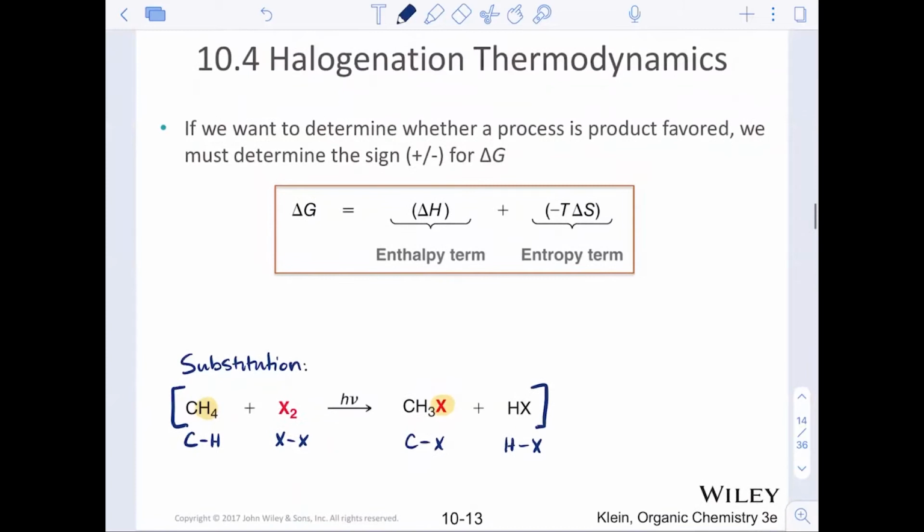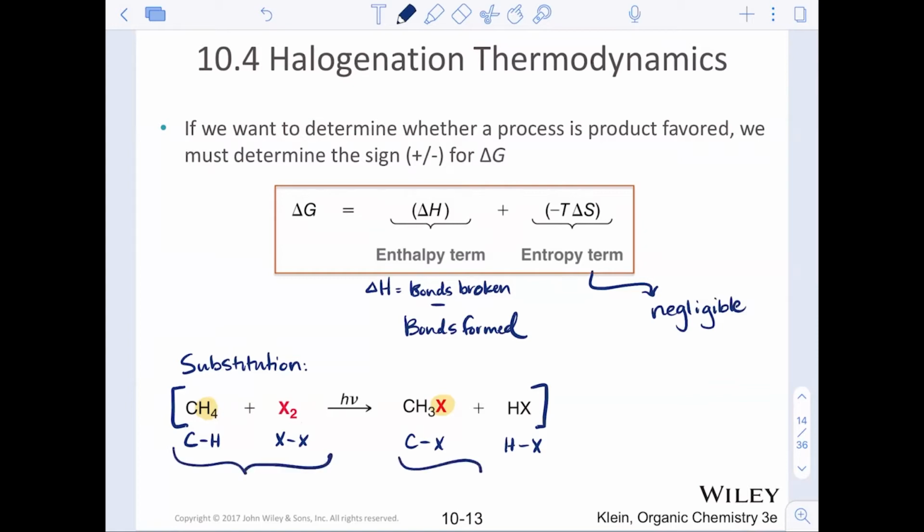So there is some enthalpy going on here, right? Delta H equals bonds broken minus bonds formed. The entropy term is going to be negligible for us. We don't really care about entropy here, because if we look at the actual reaction, we have two molecules making two molecules. So entropy is going to be 0.